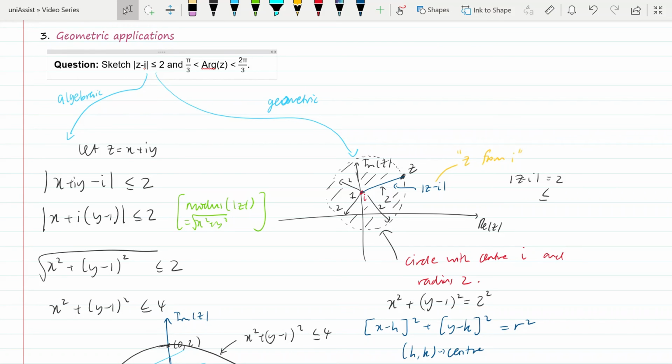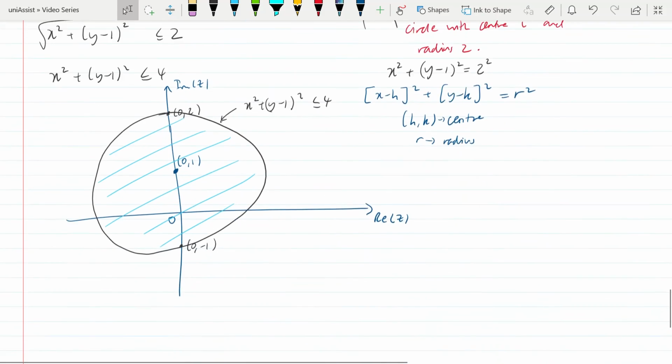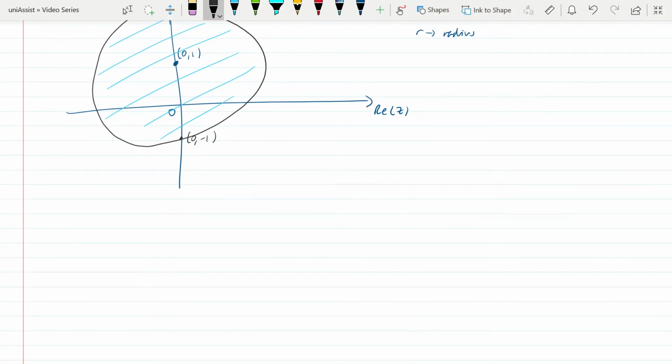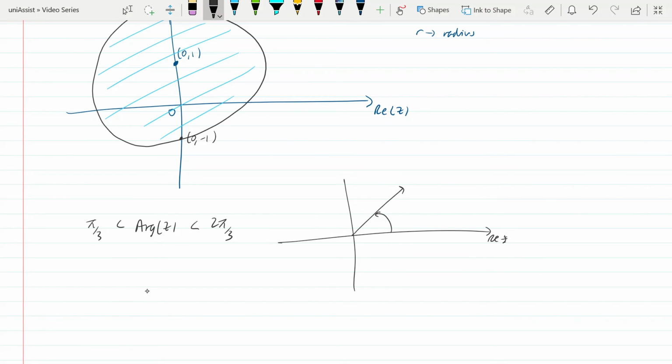The next part of the question is tackling the argument restriction. So now we've got that the arg of z is between pi on 3 and 2 pi on 3. As mentioned earlier in the video, your argument is by definition the angle from the positive real axis. So if we say theta, that's theta. So this is the angle from the positive real axis in the anti-clockwise direction.